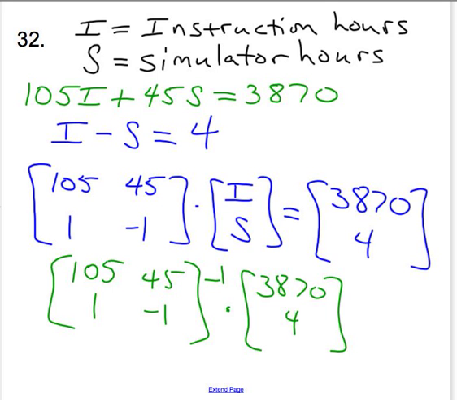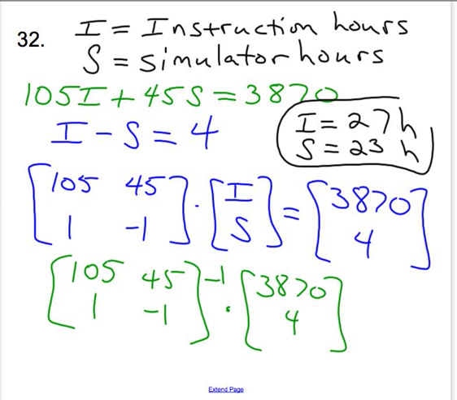In this particular instance, if you perform that matrix multiplication, whether by hand or by calculator, you should get instruction hours to be 27, and you should get simulator hours to be 23. You notice that there's that difference of 4 between those two values, just like the problem said there should be.